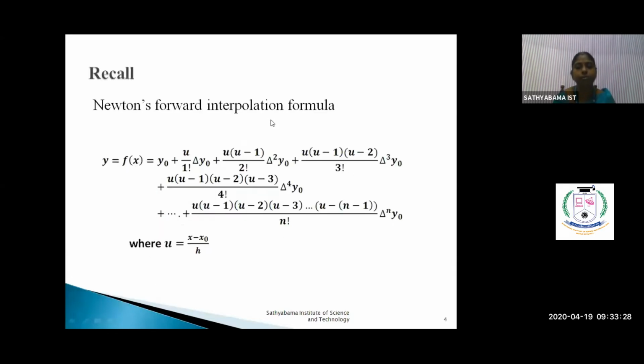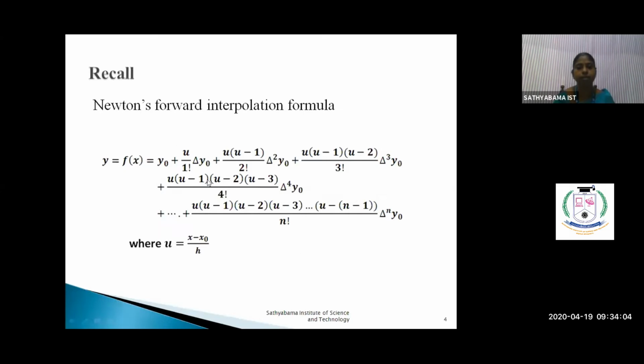So what is Newton's forward interpolation formula? That is y equal to f of x equals y0 plus u by 1 factorial delta y0 plus u into u minus 1 by 2 factorial delta square y0 and so on. This is Newton's forward difference interpolation formula, where u is equal to x minus x0 by h. This is what we have seen yesterday.